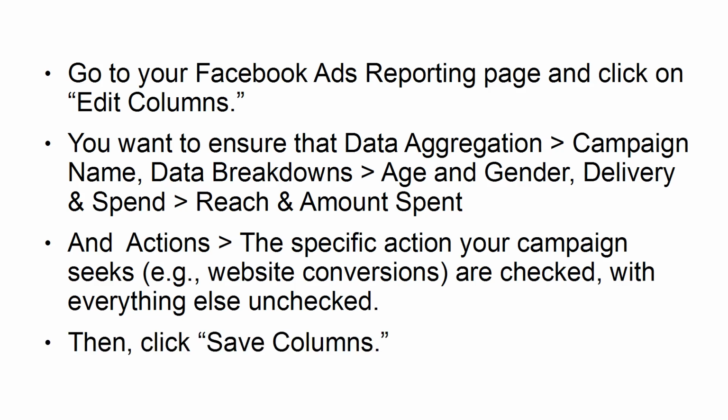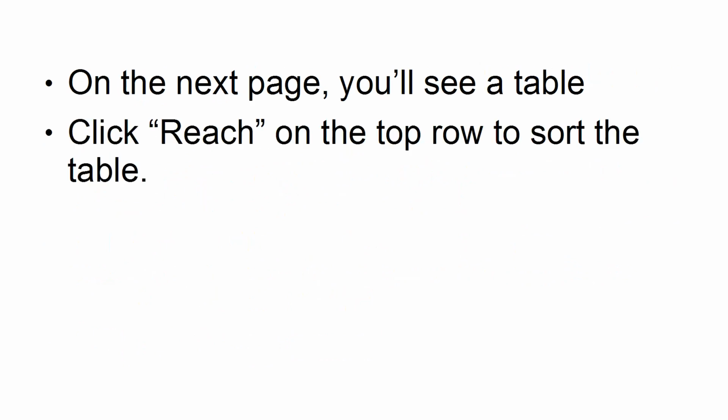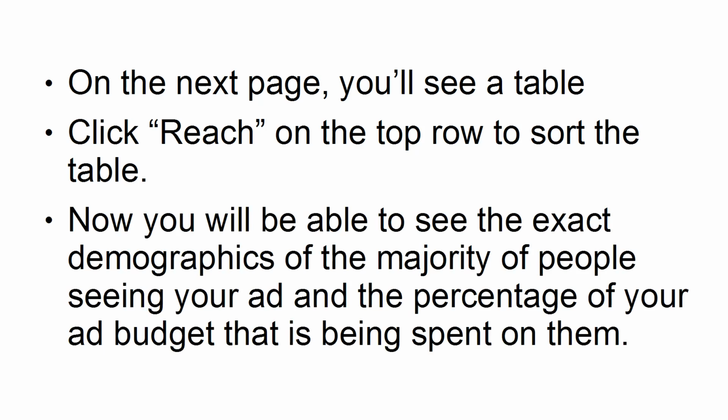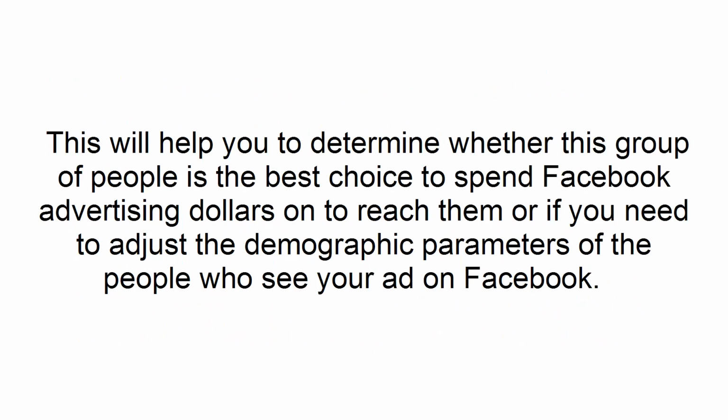Then click Save Columns. On the next page you'll see a table. Click Reach on the top row to sort the table. You'll now be able to see the exact demographics of the majority of people seeing your ad and the percentage of your ad budget that is being spent on them. This will help you to determine whether this group of people is the best choice to spend Facebook advertising dollars on to reach them, or if you need to adjust the demographic parameters of the people who see your ad on Facebook.